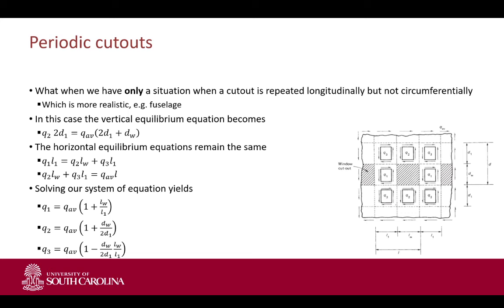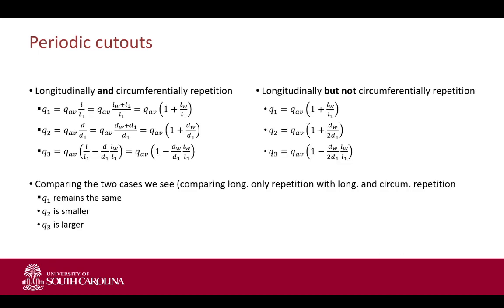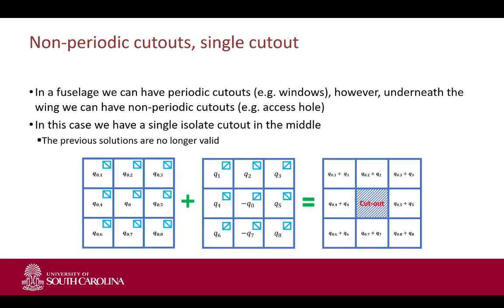And then we saw that our vertical equilibrium equation changed to Q2 times 2d1 equals Q average times 2d1 plus dw, and that affected our redistribution of our shear flows in panels 1, 2, and 3. And a quick comparison said that Q1 remained the same, Q2 was smaller, and Q3 is larger.